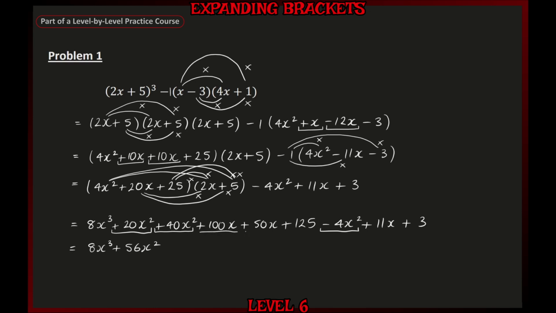Next, we have 100x plus 50x, which is 150x, plus 11x gives us plus 161x. And finally, looking at the numbers, we have plus 125 plus 3, which is plus 128. So 8x cubed plus 56x squared plus 161x plus 128 is our final answer to problem 1.